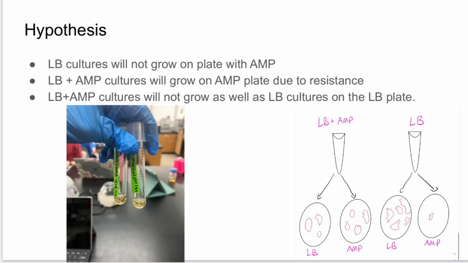When the bacteria in the tubes containing AMP are put onto the same plates, we can expect to see the plate with AMP to have lots of colonies because the bacteria have become resistant and can still grow even when they are exposed to the antibiotic. On the plate with just LB, we can also expect to see lots of bacterial growth because they're still capable of growing in their normal environment.